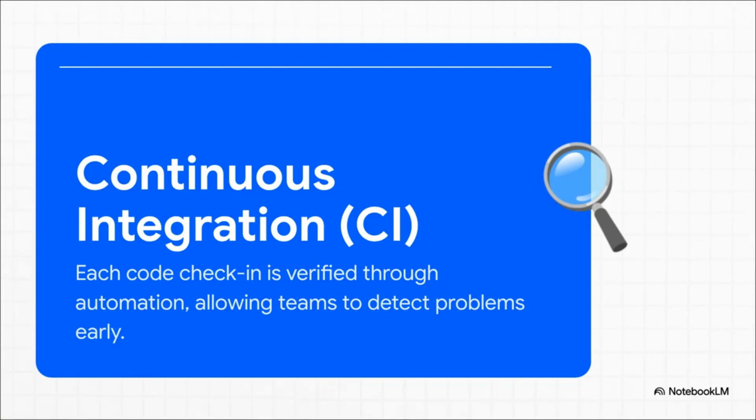And the key word here is continuous. This isn't something that happens once a week. It happens all the time, with every little change a developer makes. And the goal? It's to find bugs and problems immediately, not weeks down the line when they've become a huge mess. It's all about integrating early and often.